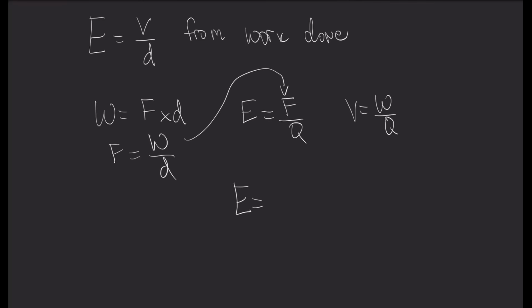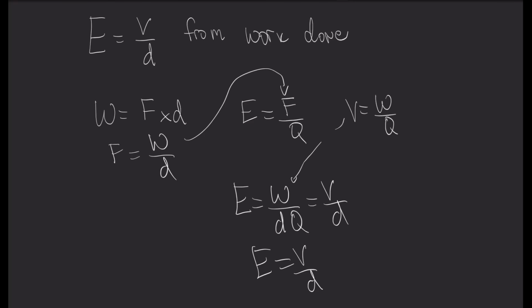So then we're going to have E is equal to W over Q, and then we also have a factor of D. But W over Q, this is just the good old voltage. So if we were to plug this into here, we get V over D. In other words, E is V over D.